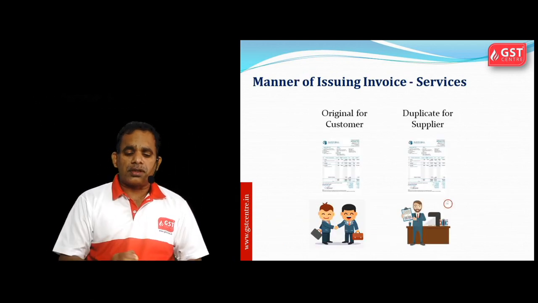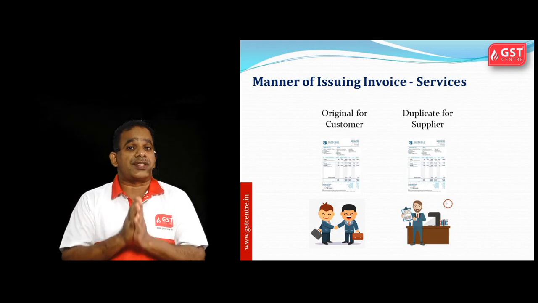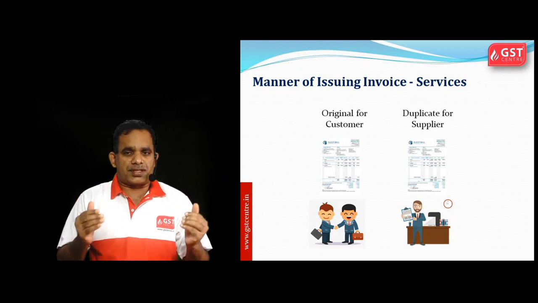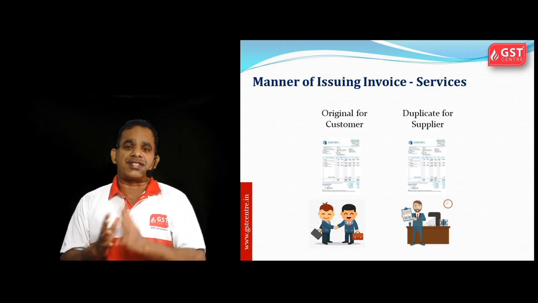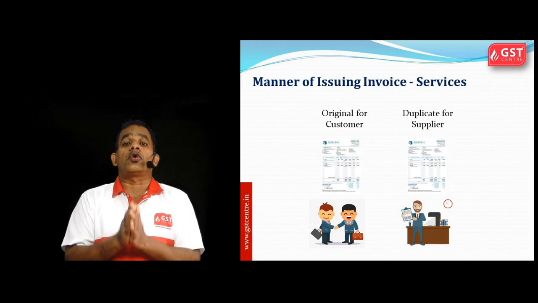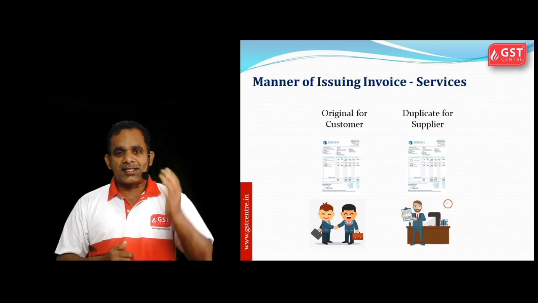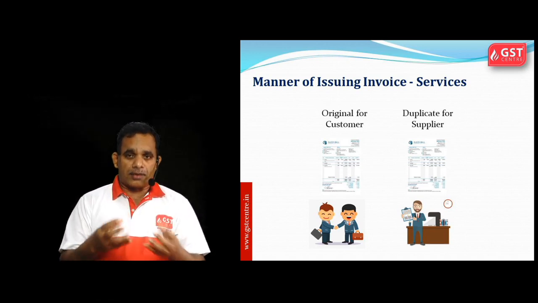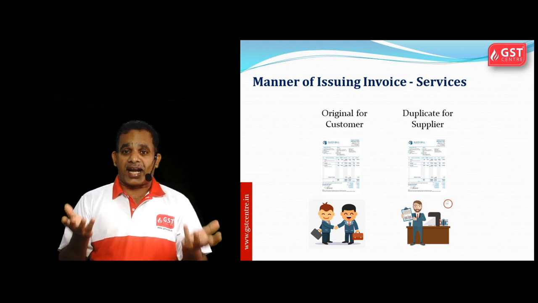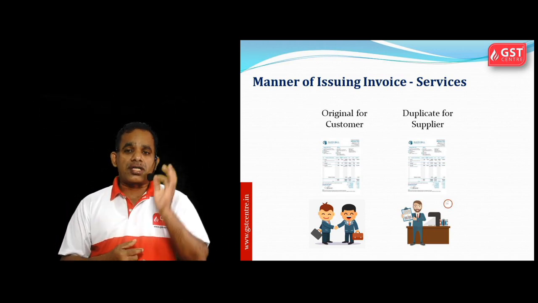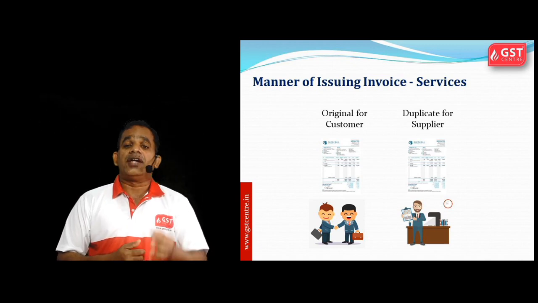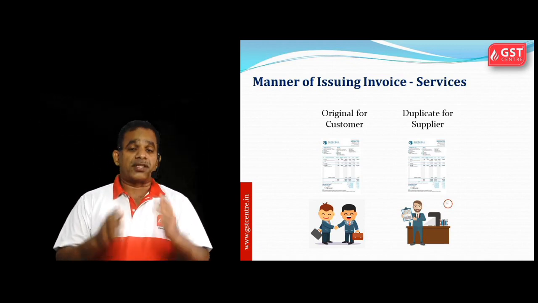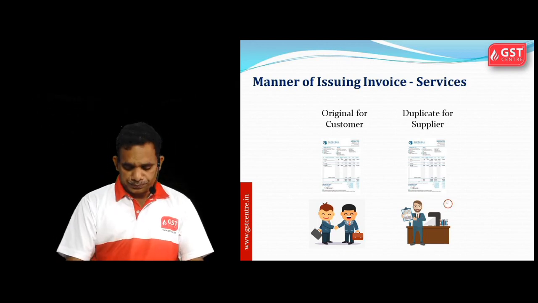Manner of issuing invoice in case of services. See, in case of goods, we had seen there should be 3 copies. But in case of service, there should be only 2 copies. Why? In case of goods, there is a transporter. But in case of service, there is no need for a transporter. So the original should be issued to the customer and the duplicate should be kept in the file by the supplier.